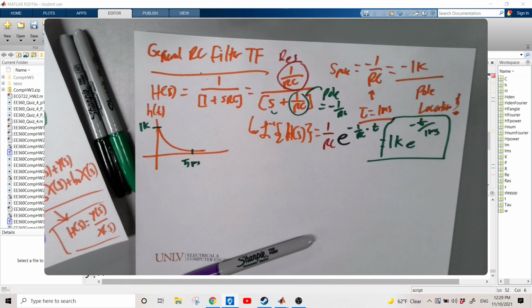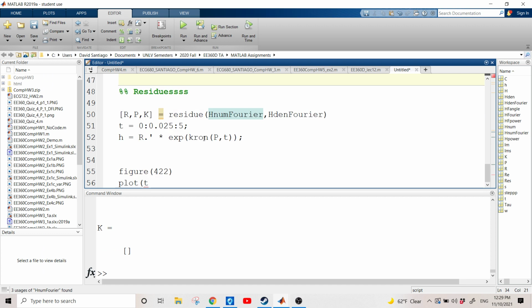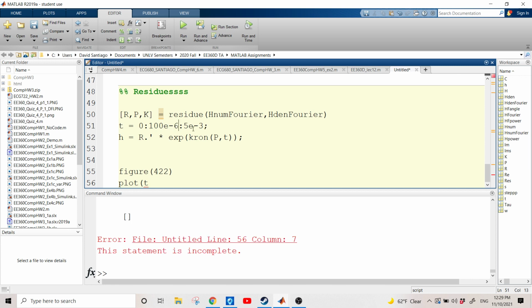And that's where we get the following. Here we go. So we're expecting at 5 milliseconds, e minus 3, and then let's use a precision of 100 micro, e minus 6. All right, statement is incomplete. Let's see. Oh, the time, and then let's plot h. Perfect.